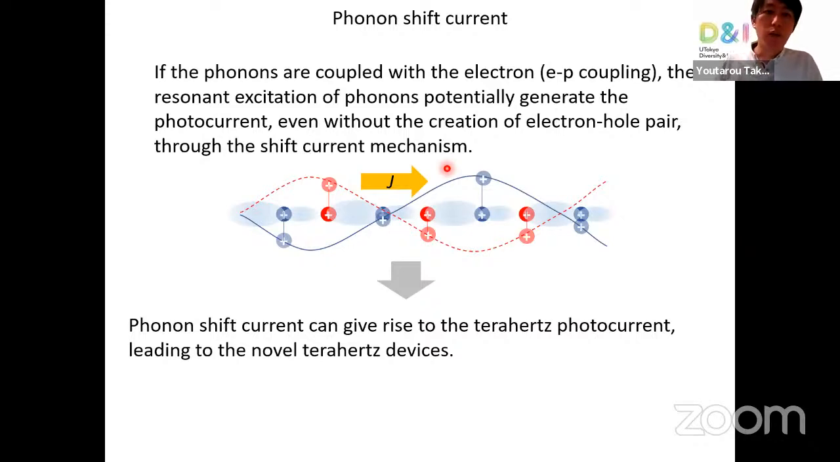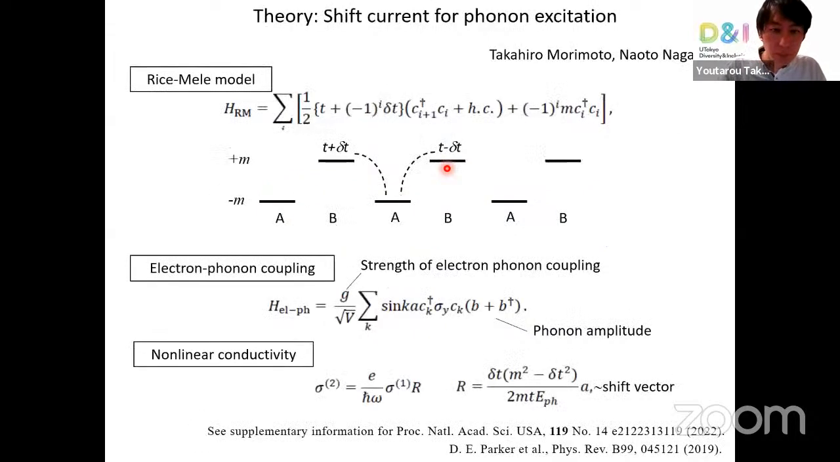If the phonons are coupled with the electrons, through electron-phonon coupling, the resonant excitation of a phonon can generate photocurrent, because the creation of one phonon changes the electronic state, and a change of the electronic state can show the shift current. The theory part was developed by Takahiro Morimoto and Naoto Nagaosa at the University of Tokyo and RIKEN.